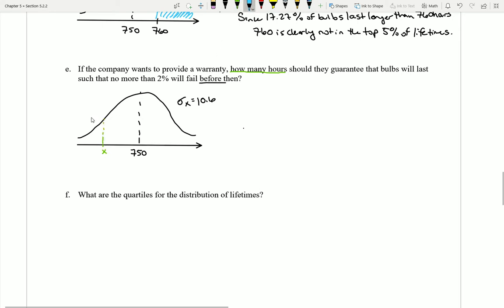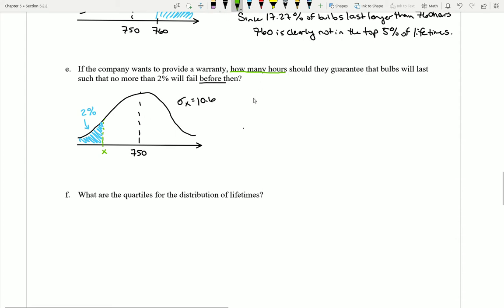And the amount of time that we are going to be guaranteeing is before our X, and we want that to be worth 2%, or 0.02. Okay, so the company says, I'm going to guarantee you this amount, and then 2% of things will actually be able to apply for the warranty or get their product replaced. So I need to find that X.